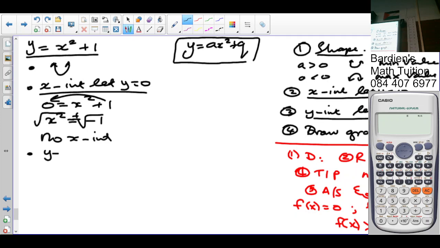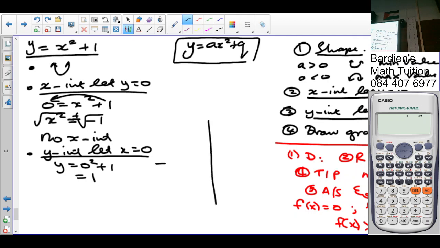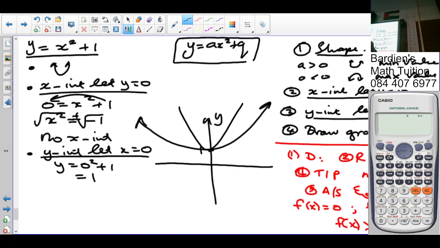Third thing, y-intercept. What do you do for the y-intercept? Let x equal to 0. So y is equal to 0 squared plus 1, which is 1. Now if I draw this graph, there's no x-intercept, the graph is smiling, so it's going to go through 1 there. We don't know if the graph is going to be broad or come closer together. We don't know how the graph is going to behave. So what we do is generate another point on this graph, as we did with a straight line.